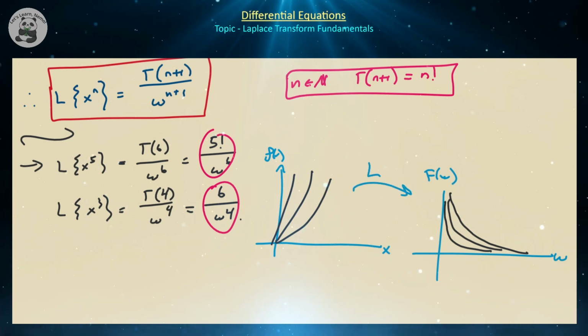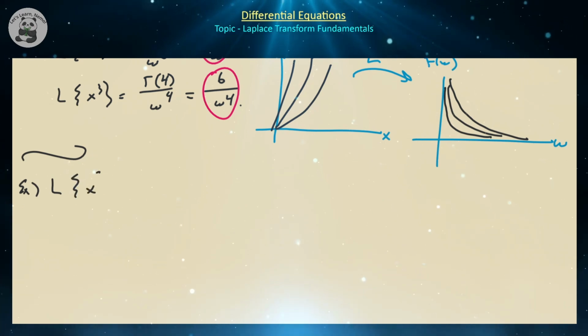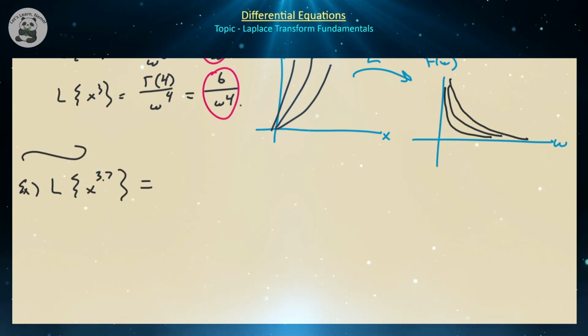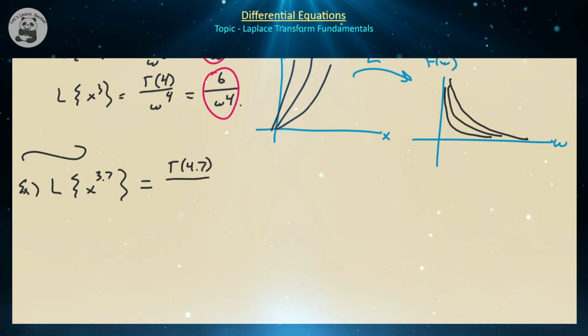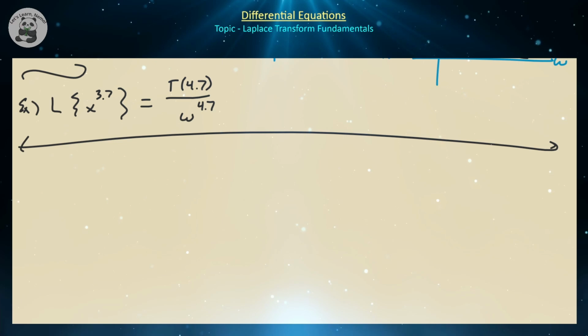Right? So, of course, you don't have to have a natural number as that exponent, right? You can have, for example, the Laplace transform of x to the 3.7, which is just going to be equal to gamma of 4.7, all divided by omega to the power of 4.7. Gamma of 4.7 is just a number. It might not be a pretty number, but it is just a number, and we still have, in some sense, a rational function, which will decay as omega gets close to infinity. All right, so that takes care of constants, monomials, and in some sense that also encapsulates polynomials as well.